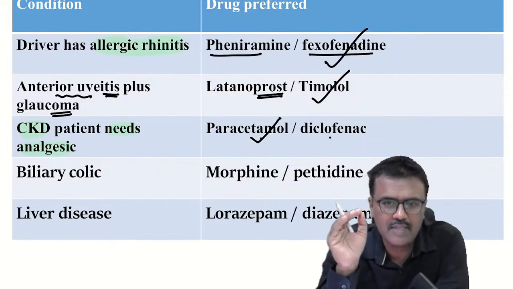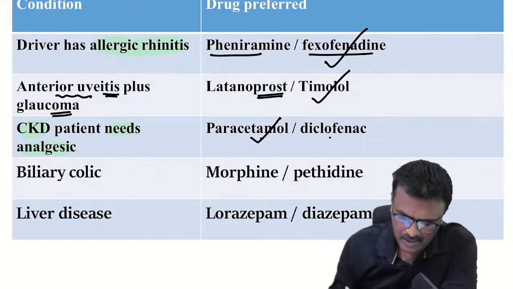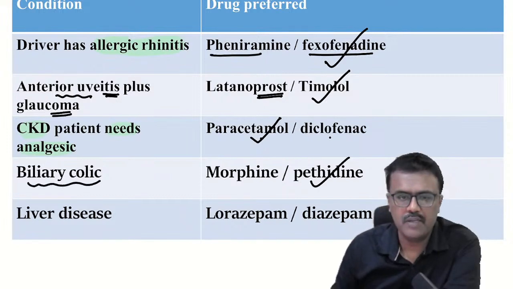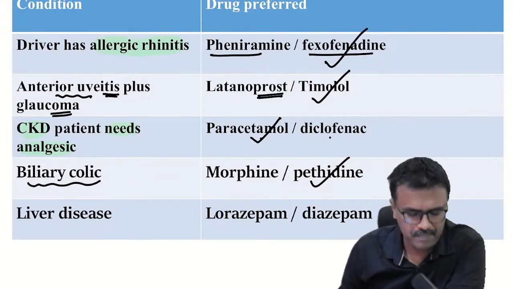It is also called acetaminophen. Biliary colic, I have asked you plenty of times. I will prefer pethidine. Morphine I don't want to give.